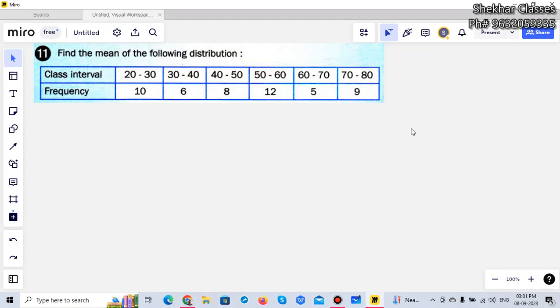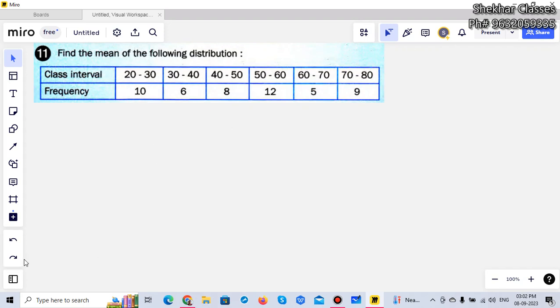Find the mean of the following distribution. This question has to be done by all three methods. First, by the direct method. So the class intervals are given. We can see exclusive class intervals are there, which are overlapping, right? And then we need to find the class mark and then do it.